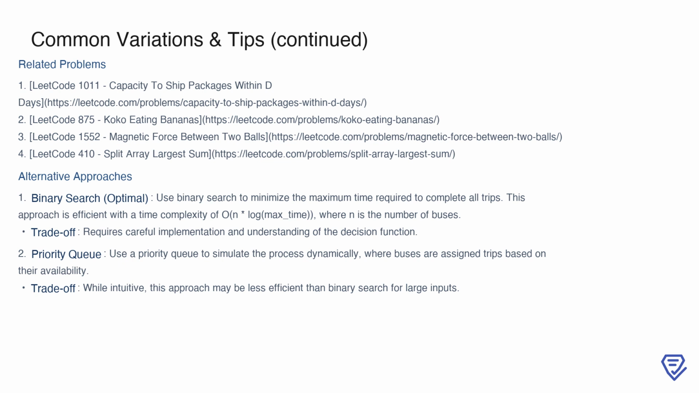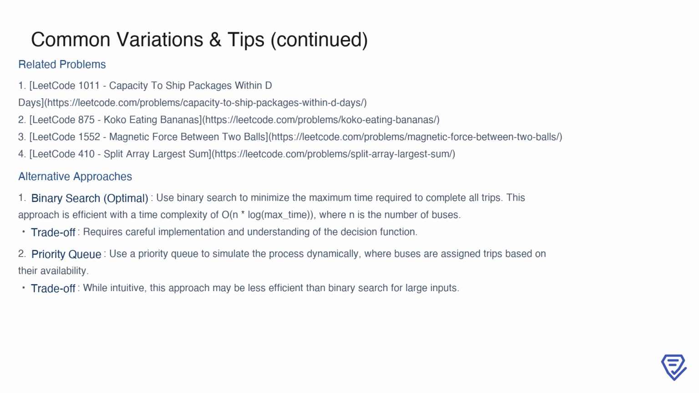There are several related problems that you should explore to deepen your understanding of this type of question. For example, LeetCode 1011, which involves determining the capacity required to ship packages within a certain number of days, shares similarities in its approach. Other examples include LeetCode 875, where you calculate the minimum eating speed for cocoa to finish bananas within a deadline, and LeetCode 1552, which involves maximizing the magnetic force between 2 balls. Problems like LeetCode 410, which focus on splitting an array to minimize the largest sum, also follow a comparable pattern. These examples reinforce the same core techniques, particularly binary search.